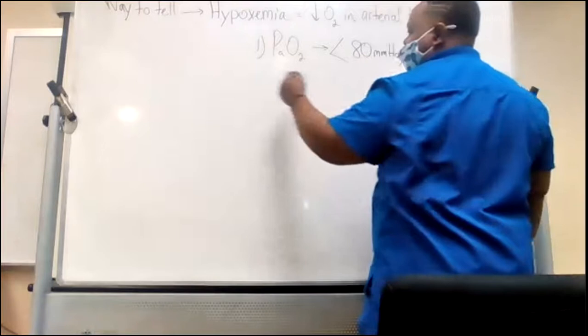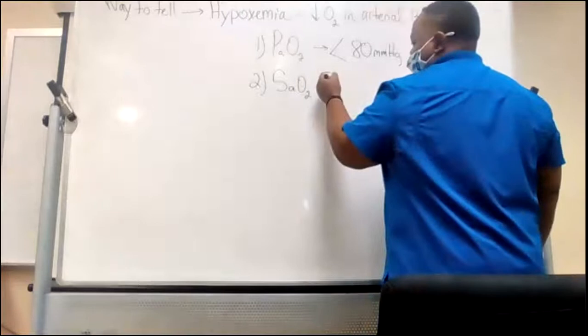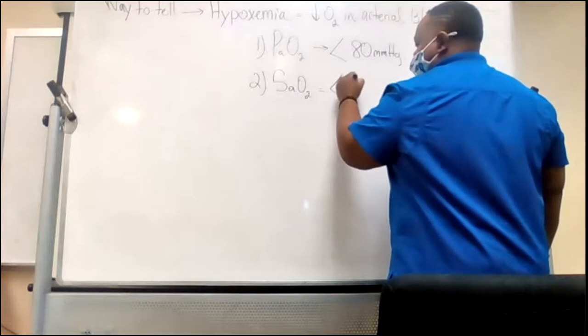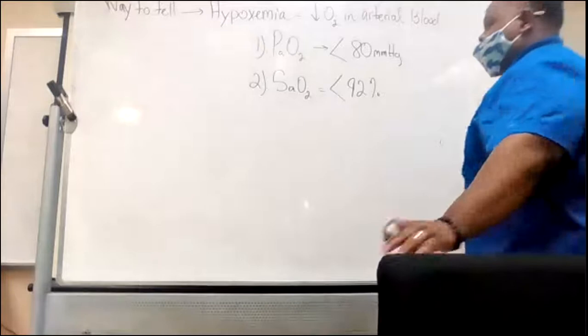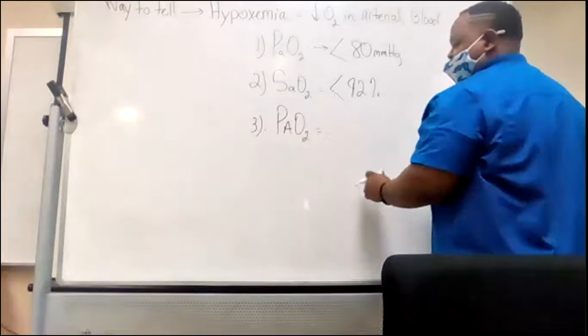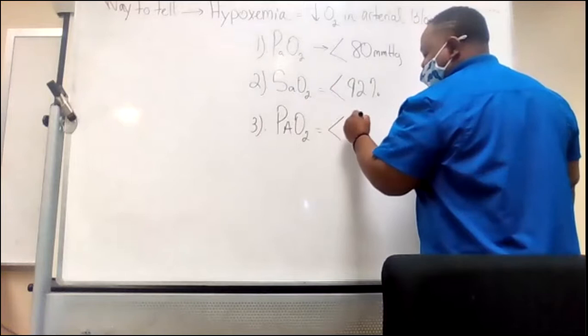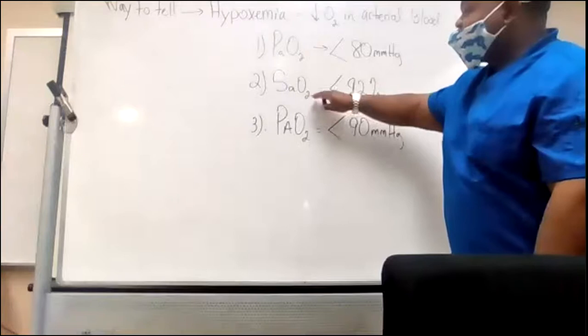Another way I can see if the patient is suffering from hypoxemia is simply the SaO2, right? Let's just say it's less than about 92%, somewhere around there. If they have a sat less than 92, they're probably suffering from some hypoxemia. Okay. Another way: their P big A O2, that's the partial pressure of alveolar oxygen, when it's less than about 90 millimeters of mercury. Now these numbers here, guys, are not exact. I'm just showing you when this is low, you've got hypoxemia, okay?